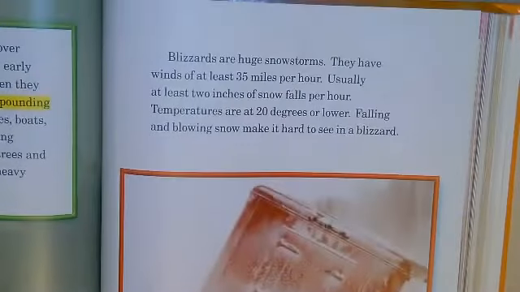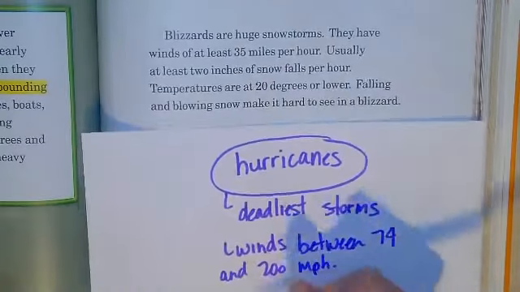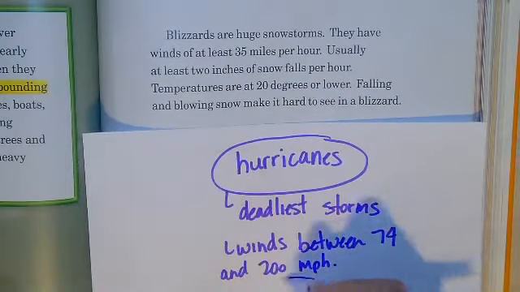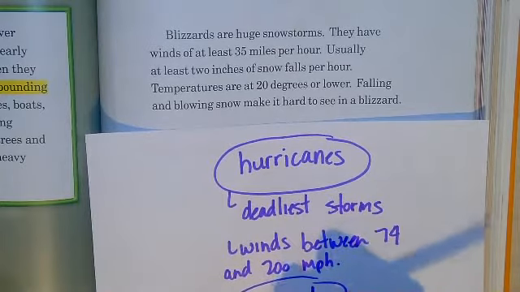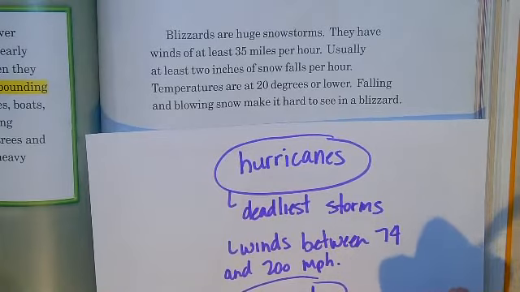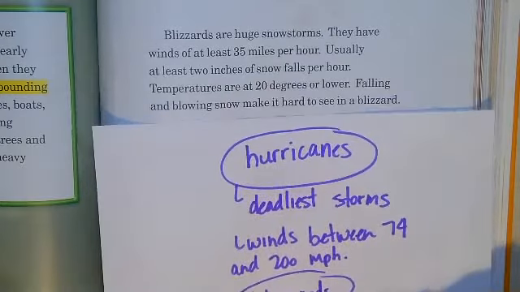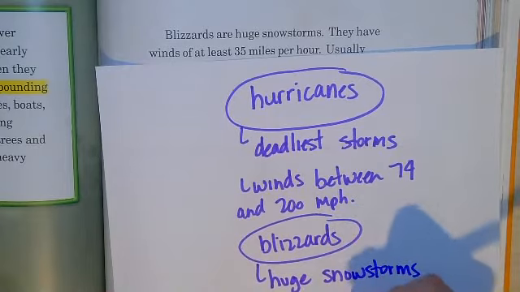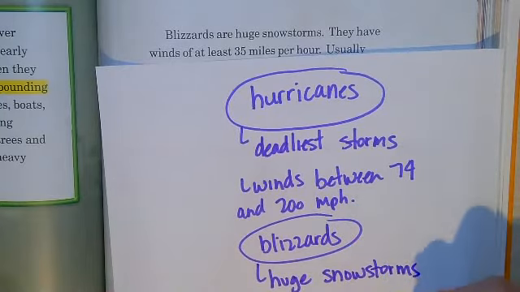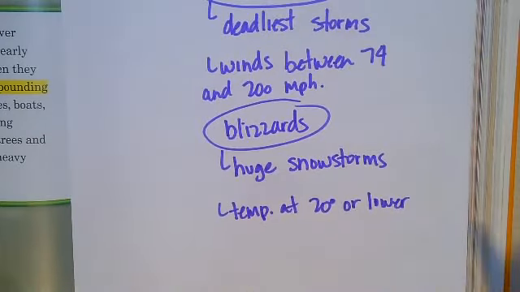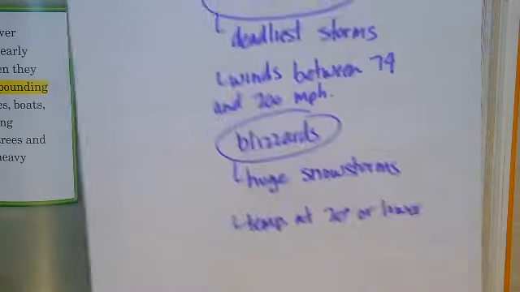So our next main idea is blizzards. That's our next kind of superstorm. And it tells us they're huge snowstorms. That would be a detail about blizzards. Huge snowstorms. Okay. Temperatures are at 20 degrees or lower. So there's a couple good blizzard details. Huge snowstorms, temperature at 20 degrees or lower.